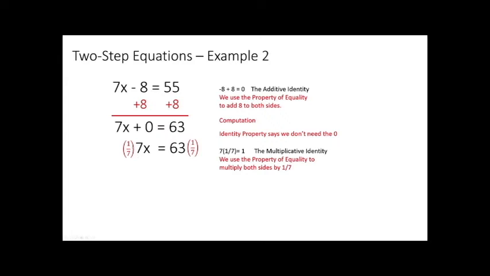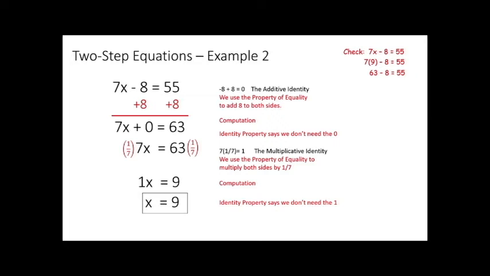Now, you could argue that instead of multiplying by 1/7, you could divide by 7. That is the exact same thing, but in this case, I thought it would be easier to write it as a times 1/7 because you can see the multiplicative inverse very easily that way. Perform some computation. 1/7 times 7 is 1. 63 times 1/7 is 9. Identity property says we don't need the 1, and you have it by itself.